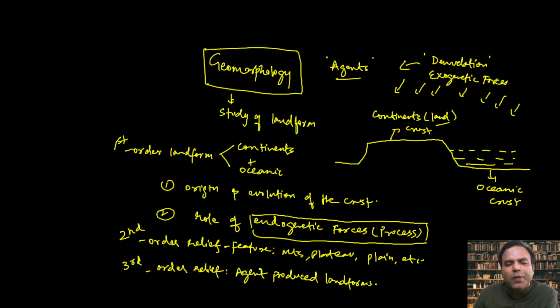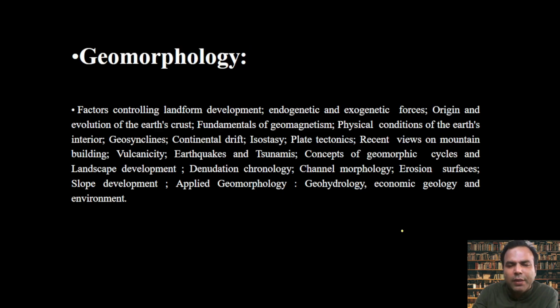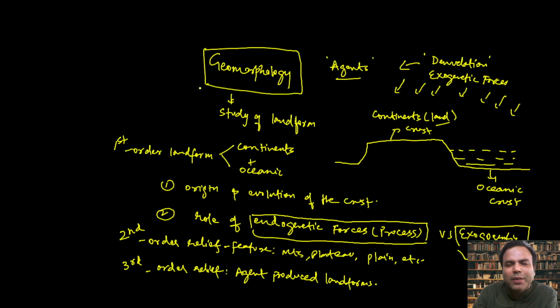Now, not only endogenetic and exogenetic forces are responsible for its formation. There are some other factors that also play a role in the formation of landforms. As a result, your syllabus contains these things: factors controlling the landforms. So what are the factors that control the landforms? If you look at the factors controlling landforms, you can divide them into around 10 major factors.